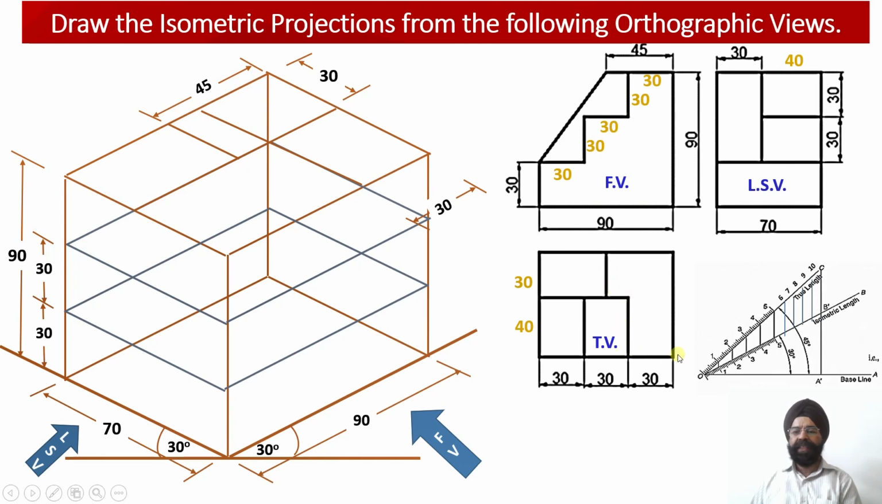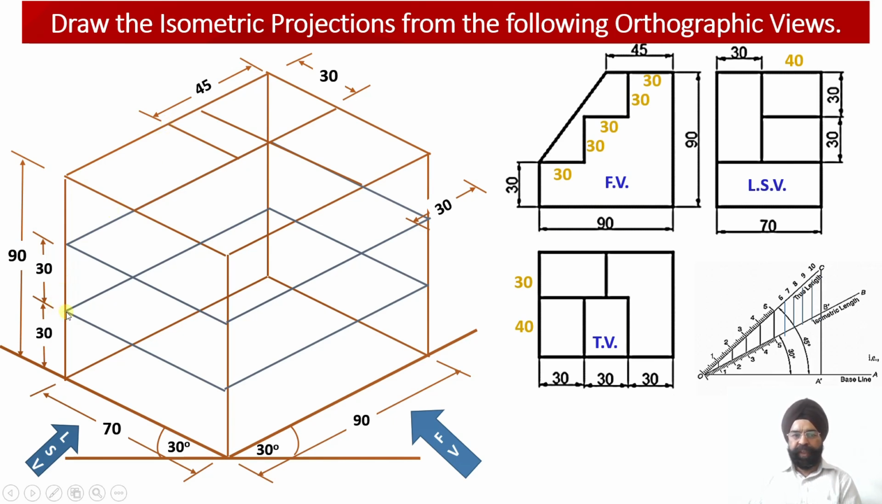Now having obtained this construction of the web, I have to go for construction of this inclined section of the same web. Now this web is having the thickness equal to 30 millimeter. Where did I get this thickness? I am getting this thickness from the top view, or even in the left side view. The thickness of the web, or I can say the width of this particular web, is equal to 30 millimeter.